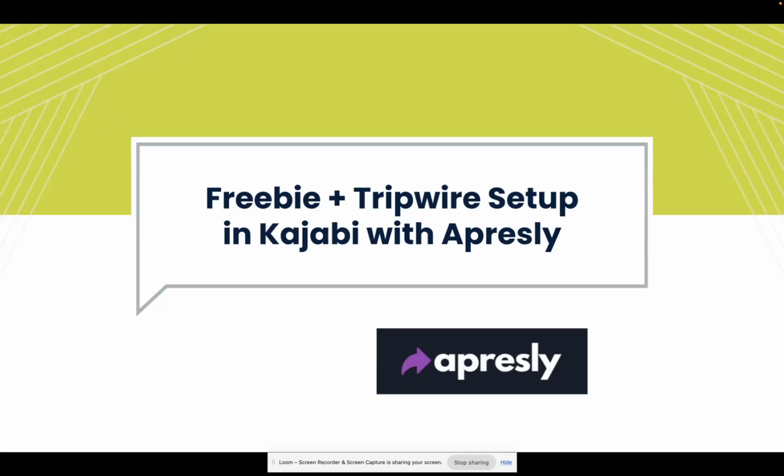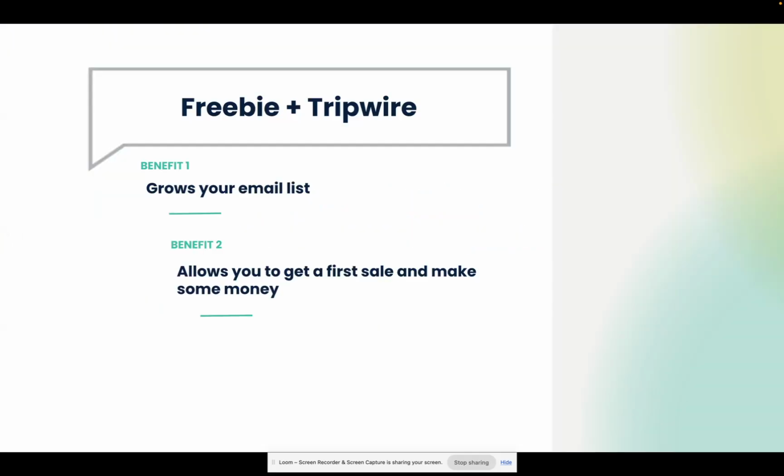So this is very similar to what Deadline Funnel can do, but Apresly has some benefits over Deadline Funnel, and I'll come to those in a second. So when you use this setup of a freebie and a tripwire, it allows you to grow your email list through people opting in for a free PDF, for example, but it also allows you to get that hard first sale and to make some money right away.